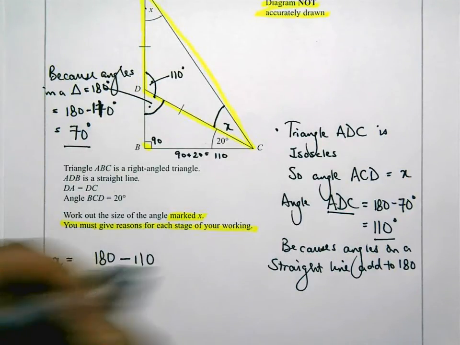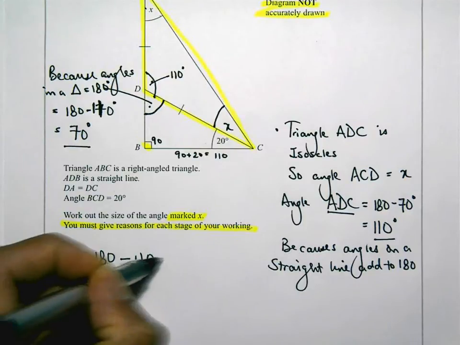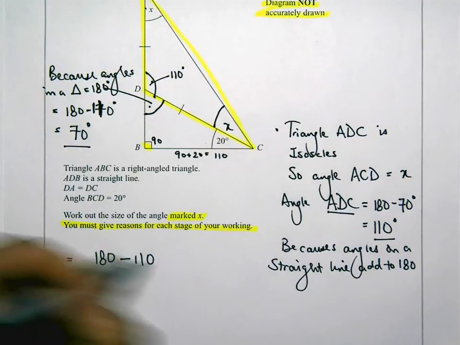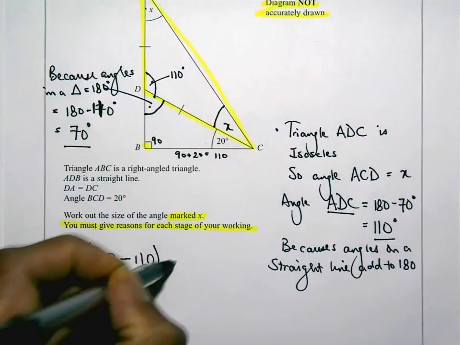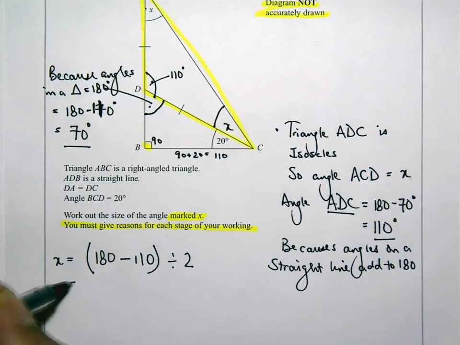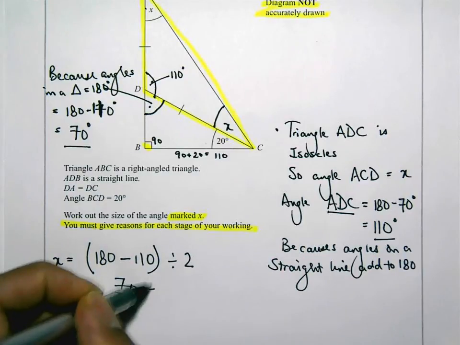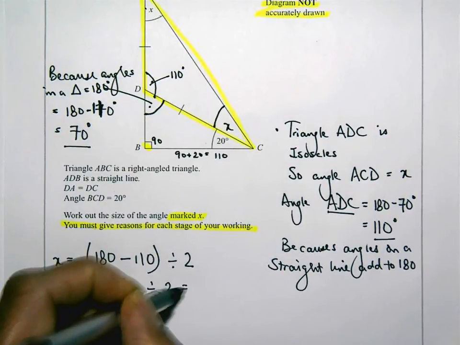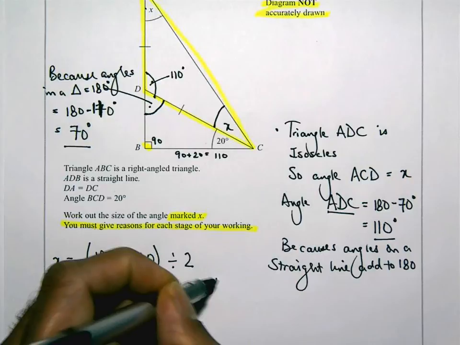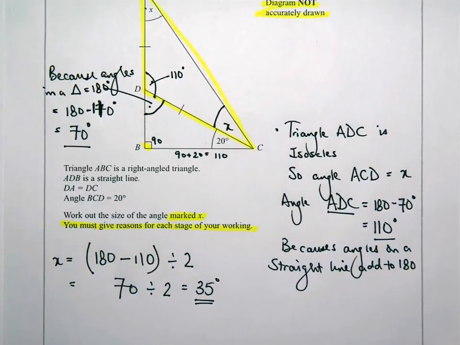So 180 take away 110 is 70. 70 divided by 2 is 35 degrees. So my final answer here is going to be 35 degrees. So X is equal to 35 degrees.